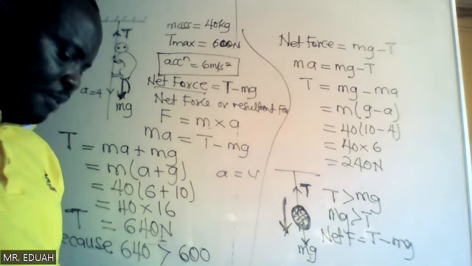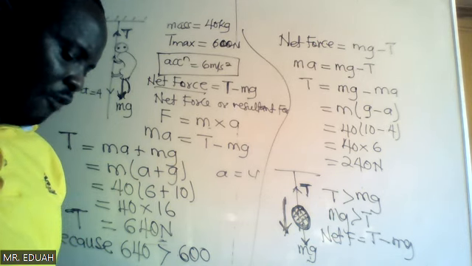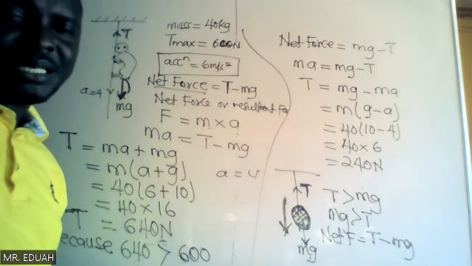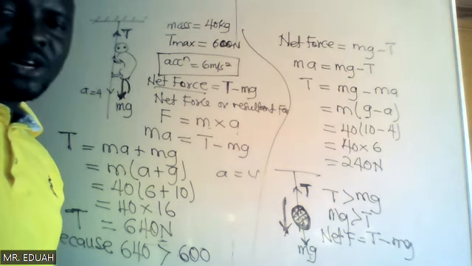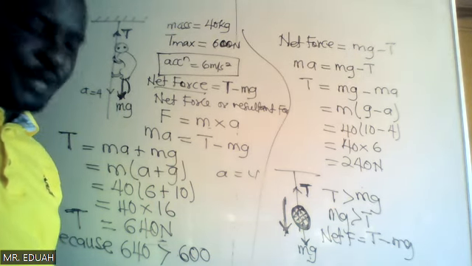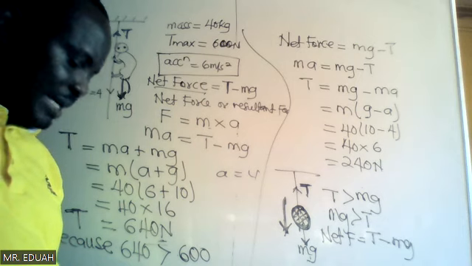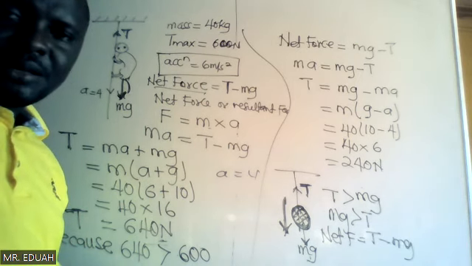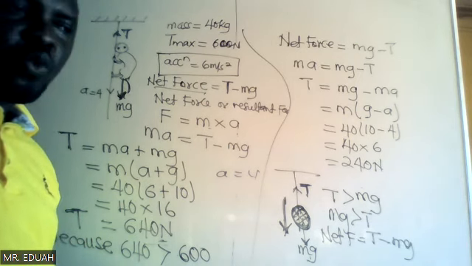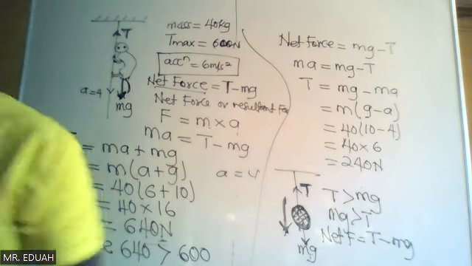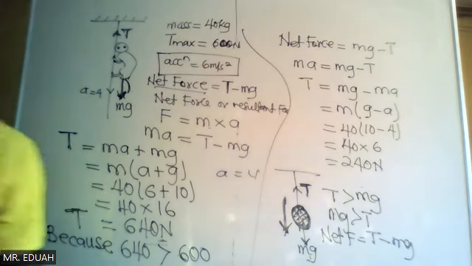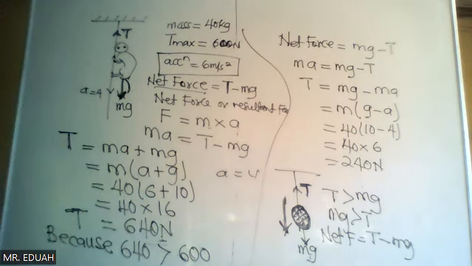Monkey climbs up with uniform speed of 5 meters per second. The rope will not break. Why? Charlotte? Because you won't break it.